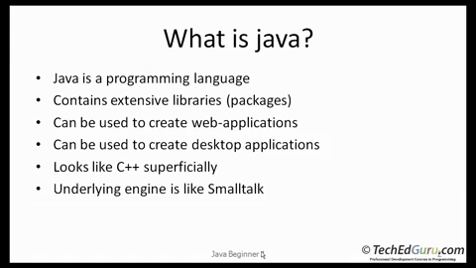You probably already know that Java is a programming language. It is just another programming language. So what is special about it? Java contains extensive libraries. When you install Java or JDK, it comes with approximately 2500 classes that can be used to do a variety of things.